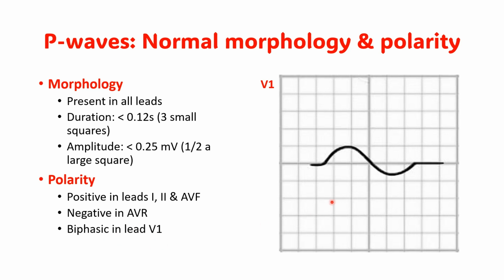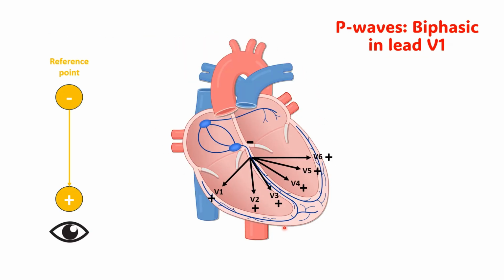We have V1 here, and initially we have a positive deflection because of right atrial activation, and then we have a subsequent negative deflection because of left atrial activation. I'm going to explain this with a diagram very shortly. So here, right atrial depolarization produces the positive deflection in V1, and then left atrial depolarization produces the negative deflection in V1.